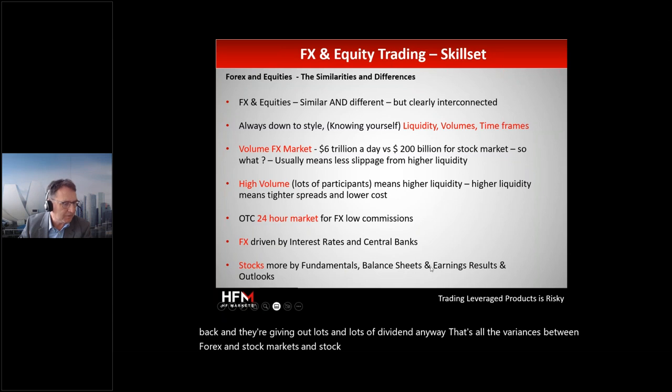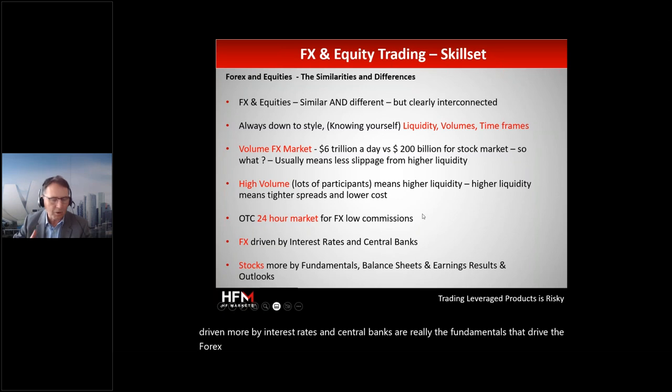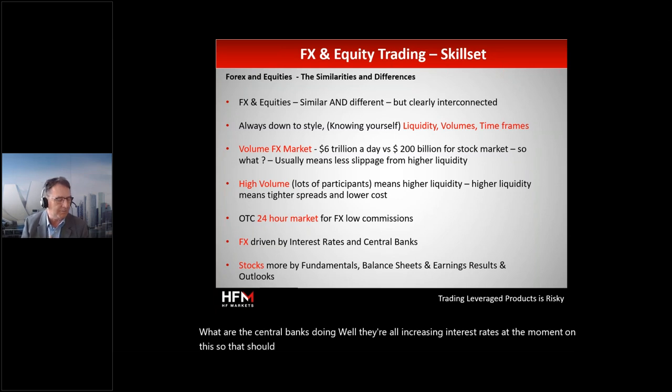Driven by fundamentals, typically in earnings, FX is driven more by interest rates, and the central banks are really the fundamentals that drive the Forex market. So what are the central banks doing? Well, they're all increasing interest rates at the moment, aren't they? So that should benefit the currency. And that's what we've seen.